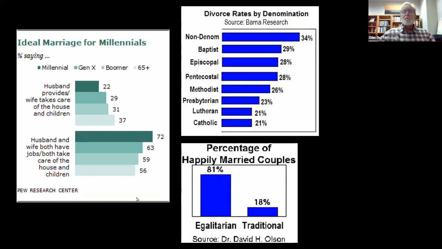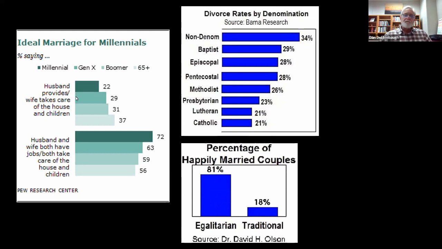So 72% of the millennials, for example here, believe that husband and wife both have jobs. They both take care of the house and children. It's divided equally. Now that has gone up about 9% from what the previous generation, Gen X, believes, which has gone up another 4% from what the previous generation believed about this. So we've seen, at least socially, this move toward a more egalitarian understanding of the roles that men and women play.